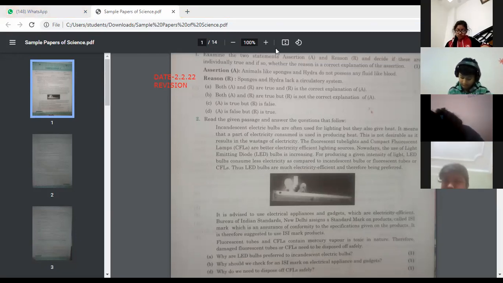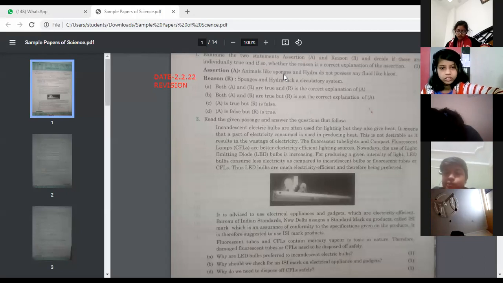Okay, one more paragraph is there. Nishcha, you can continue the next paragraph. It is advised to use electrical appliances and gadgets which are electricity efficient. Bureau of Indian Standards, New Delhi, assigns a standard mark on products called ISI mark, which is an assurance of conformity to the specifications given on the product. It is therefore suggested to use ISI mark products.